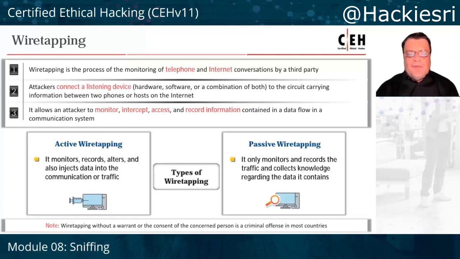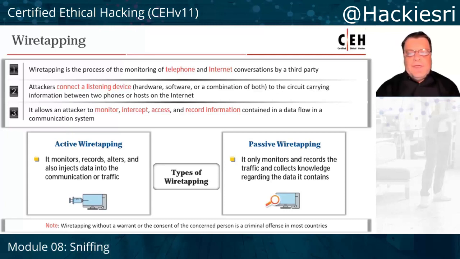There are two types of wiretapping. Active wiretapping, in this case, we monitor, record, alter, and also inject data into the communication or traffic. On the other hand, passive wiretapping only monitors and records the traffic and collects knowledge regarding the data it contains. And note, wiretapping without a warrant or the consent of the concerned person is a criminal offense in most countries.